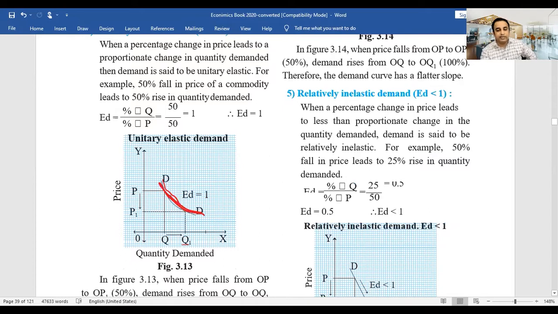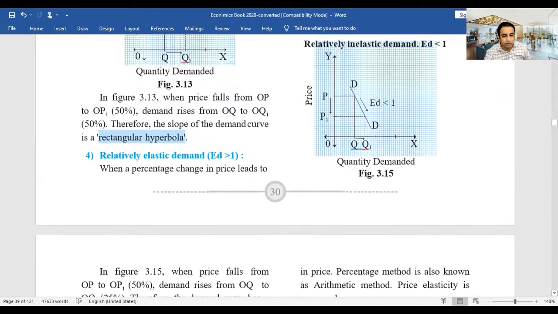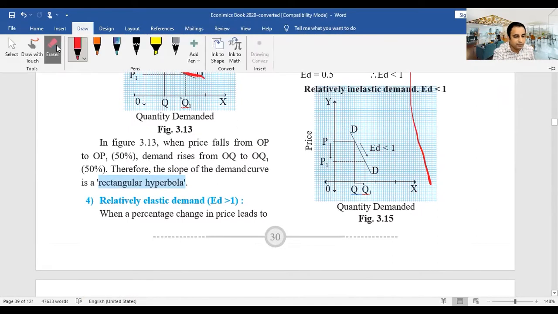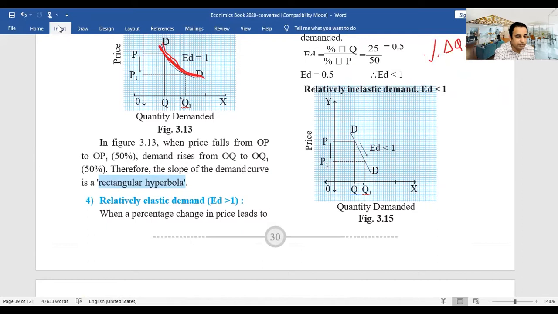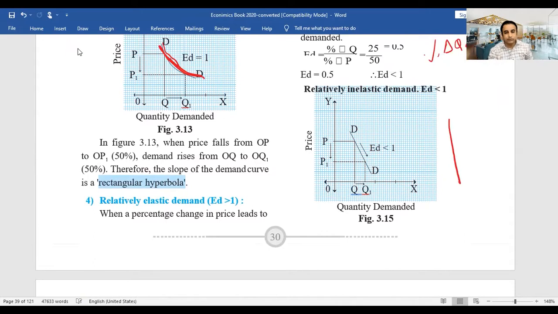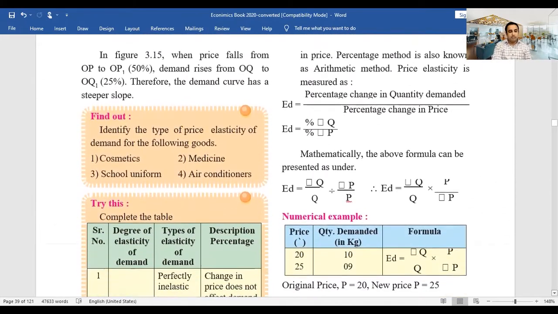And last is relatively inelastic demand. So percentage change in quantity demanded is less than percentage change in price of commodity. So percentage delta Q is less than percentage delta P. So here the demand curve appears to be like this, means the demand curve with a steeper slope. So this is how the demand curve appears with a steeper slope. Here elasticity of demand is more than 0 but less than 1.